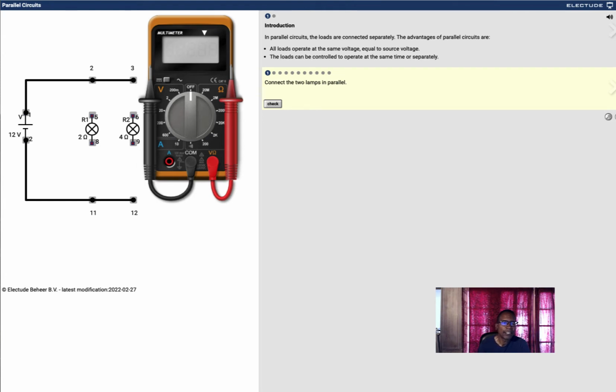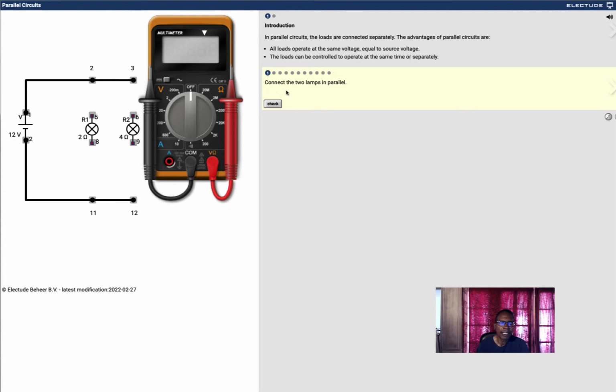This first one says here, in a parallel circuit, the loads are connected separately. The advantage of the parallel circuits is that all loads operate on the same voltage, equal to the source voltage. The loads can be controlled to operate at the same time or separately. That's the advantage of a parallel circuit. If one load goes out, the other one still works. That's how most cars are hooked up, in parallel or series parallel.